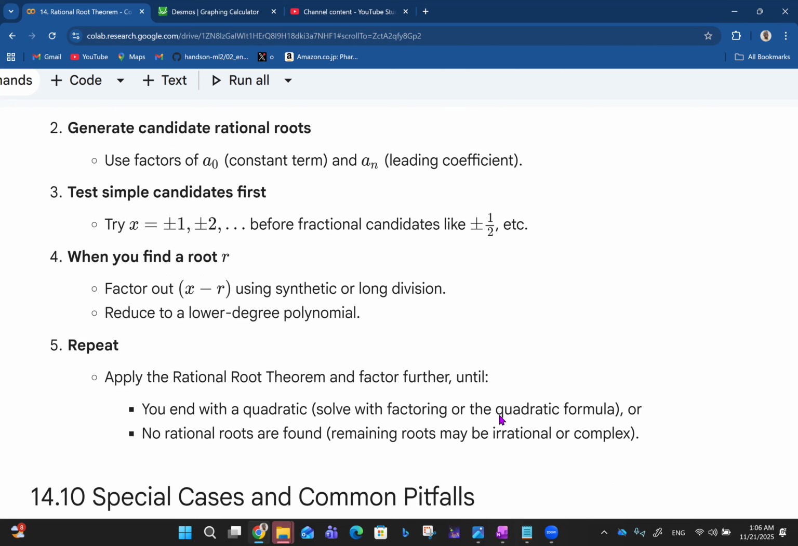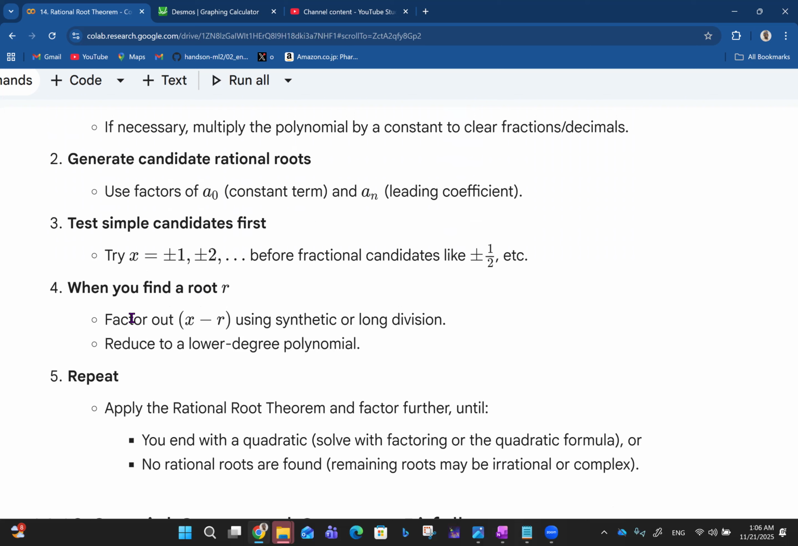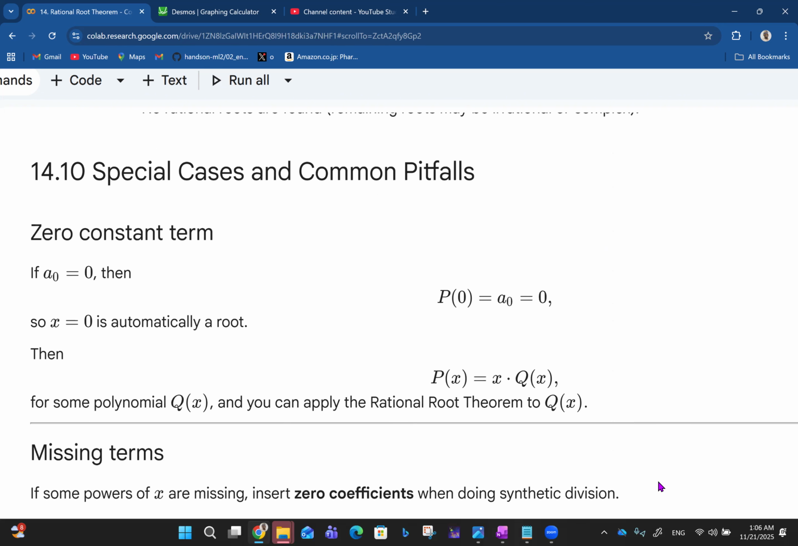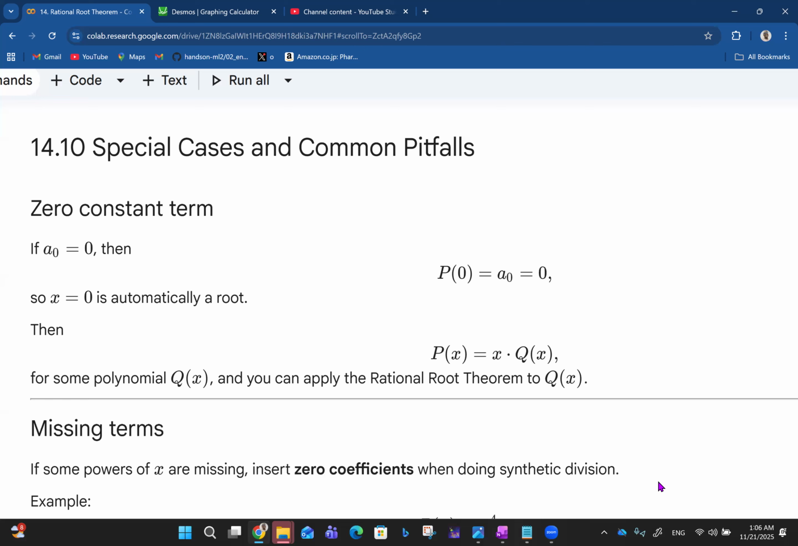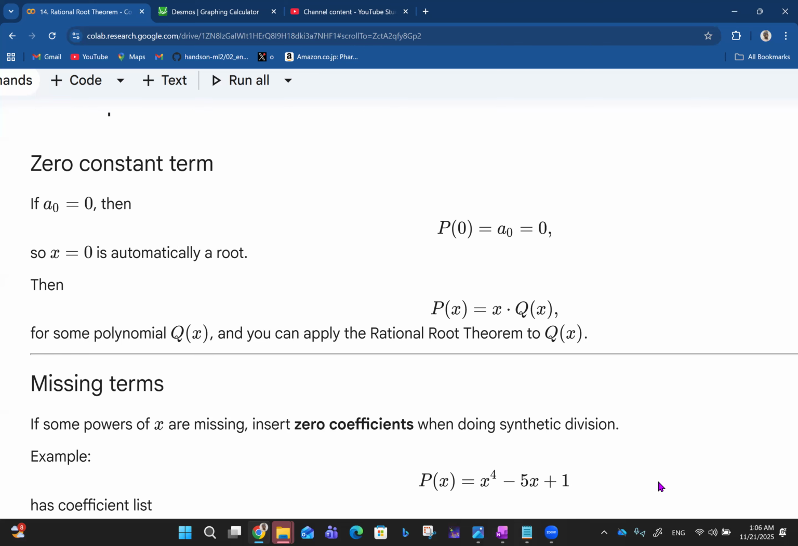Then when you find a root, you can factor out x minus r using synthetic or long division, then reduce to a lower degree polynomial. Then you can repeat, apply the rational root theorem and factor further until you end with a quadratic, which you can solve with factoring or the quadratic formula, or no rational roots are found. If you don't find rational roots, then the remaining roots may be irrational or complex, and you leave it like that. So we can have special cases and common pitfalls.